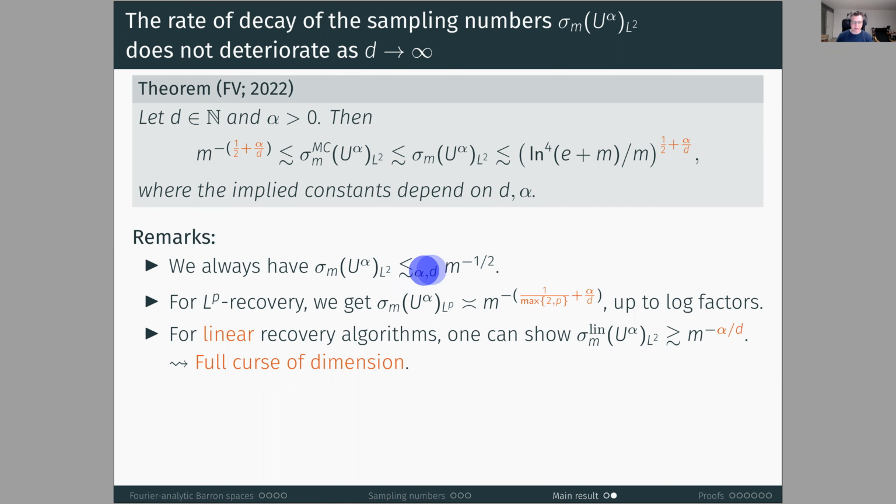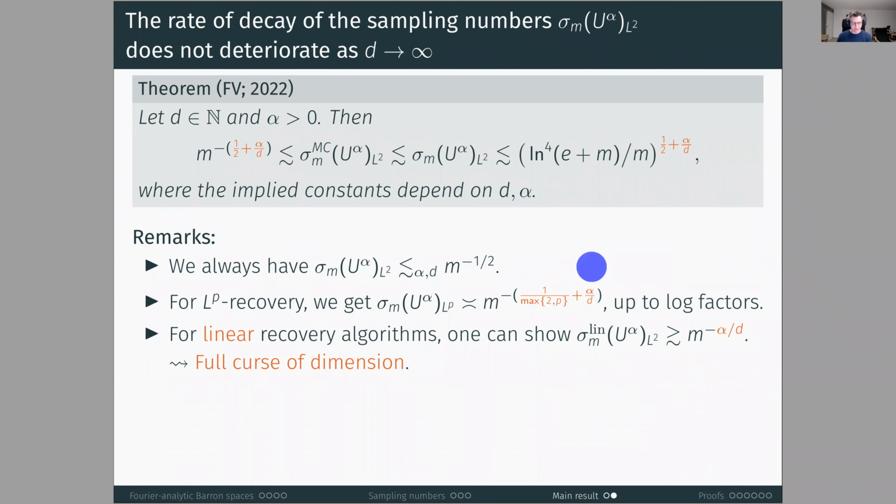It can still be that the implied constant here gets quite big, exponentially in d, for example, but at least the rate of decay is independent of d. We can also, for simplicity, I formulated everything here for L2 recovery. You can also do recovery in Lp, and then you get this exponent here up to log factors. And this means that if p is very large, the rate of decay again is not very good. So for example, if p is infinity, then this term here drops out and you get m to the minus alpha over d, meaning that then you are again fully subject to the curse of dimension.